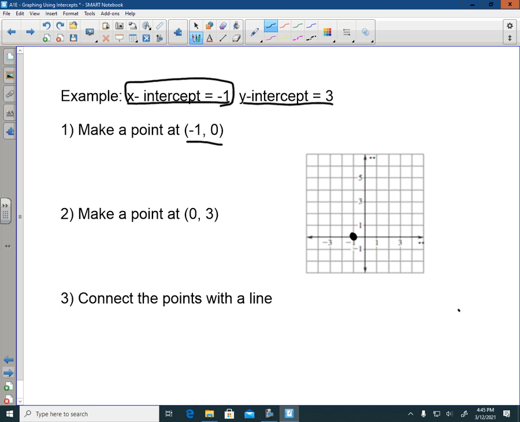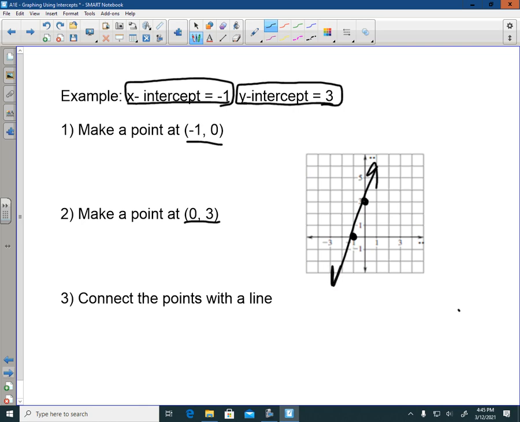Now let's tackle the y-intercept. Well, if the y-intercept is where the line crosses the y-axis, and it crosses the y-axis at 3, 1, 2, 3, then that's where that lives. And that turns out to be the point (0, 3). And then you just connect the points with a line. That's all you do.